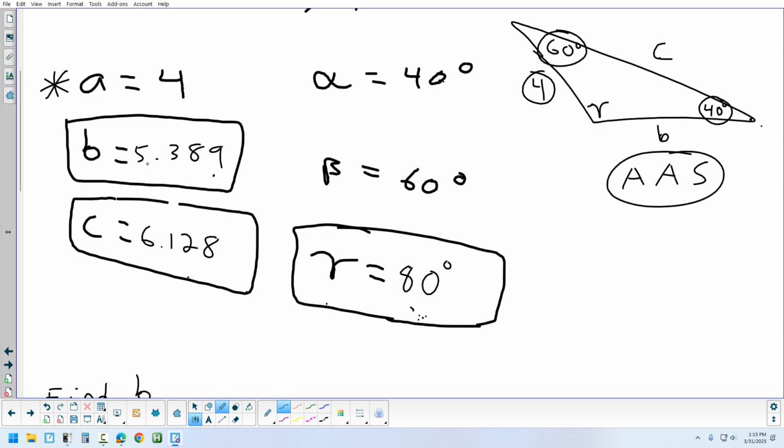Good. And that's a law of sines book. Any question on that?